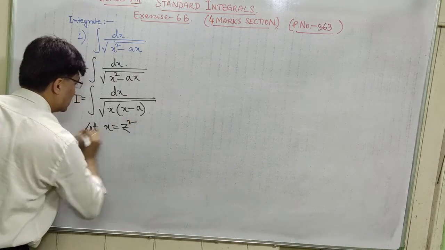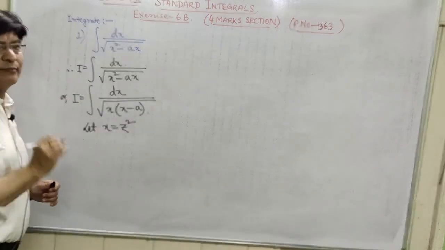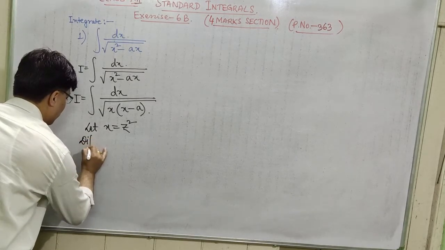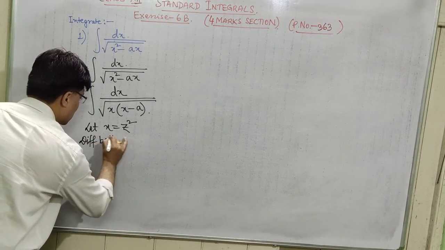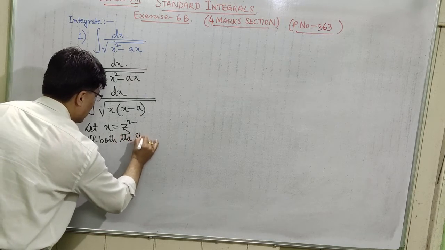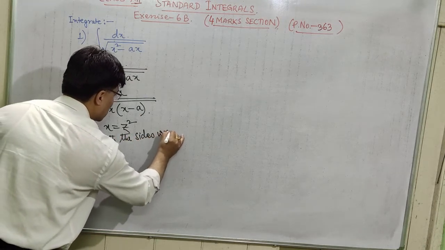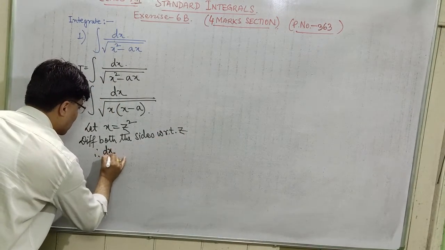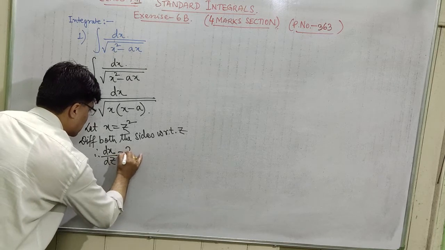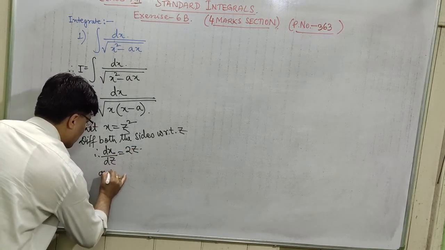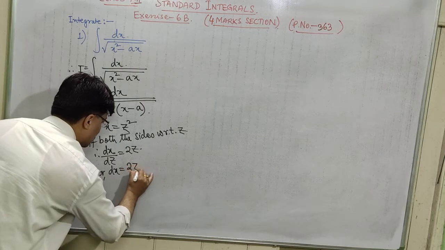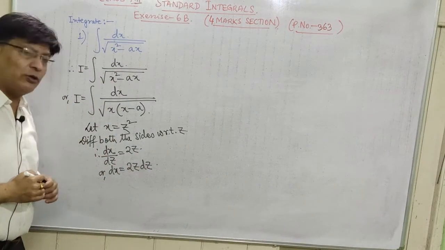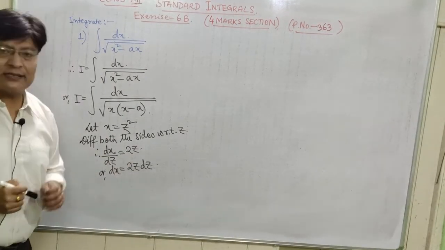Let x is equal to z square. So this is the method of substitution. Let us differentiate it. So differentiating both the sides with respect to z. Okay. So therefore dx by dz is equal to 2z. Now cross multiply it, you will get dx is equal to 2z dz.